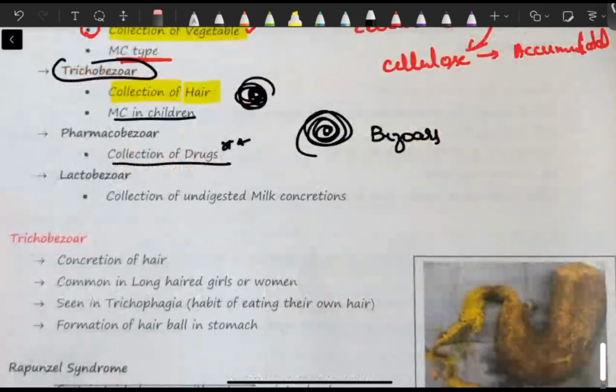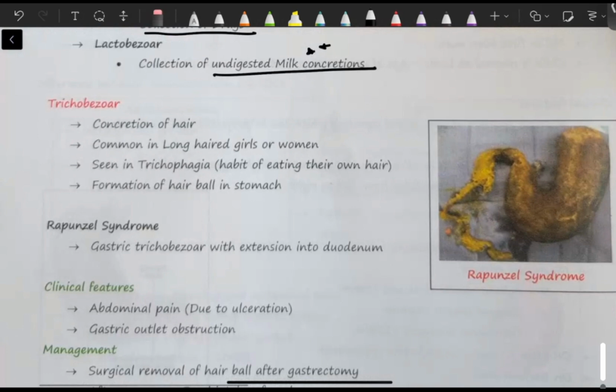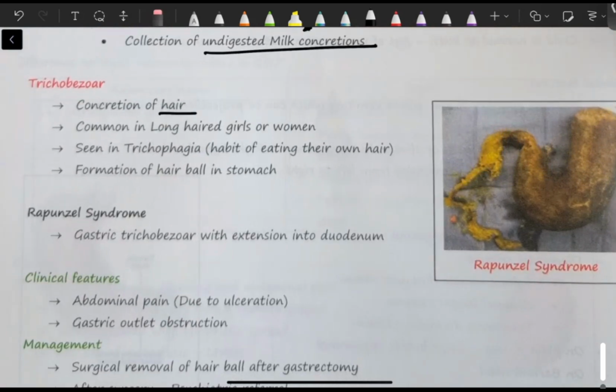Okay, lactobezoar is a collection of undigested milk concretions. So this was about bezoars. In that, mainly we need to know about trichobezoar. That is a concretion of hair, commonly seen in long haired girls or women, and it is seen in trichophagia, that is the habit of eating their own hair.